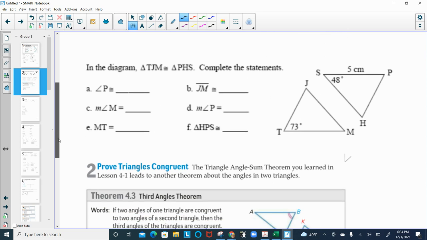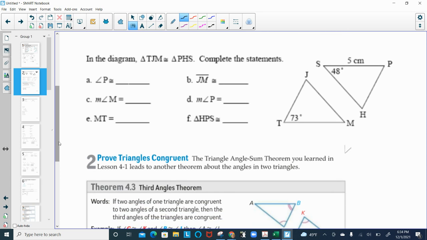All right, coming down to the bottom, we're going to try some with some numbers. Now, everywhere that you see congruent, we do not want any numbers. We want a shape, an angle, or a side. So if we look at angle P, we want angle P's congruent partner. Well, angle P and angle T are congruent partners.